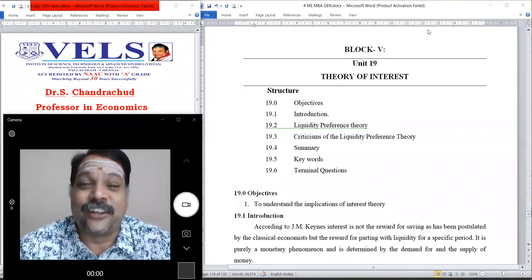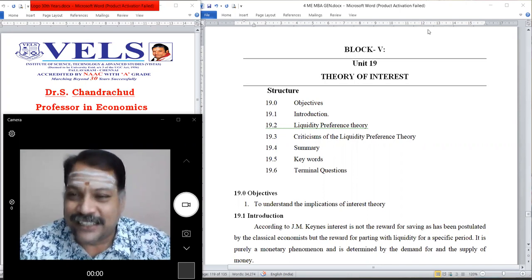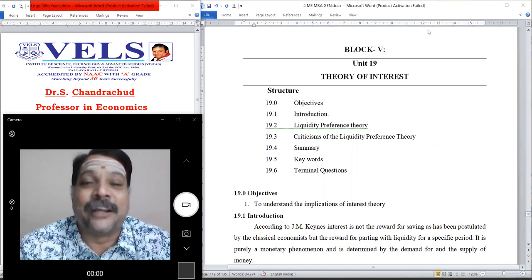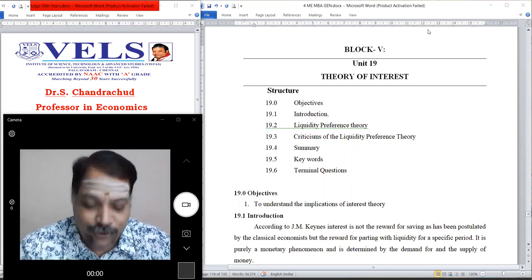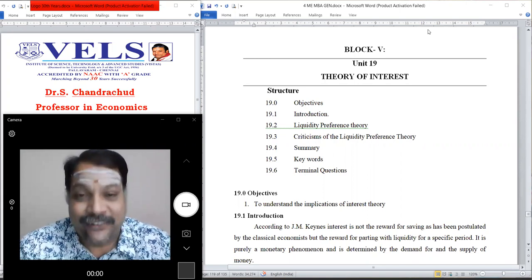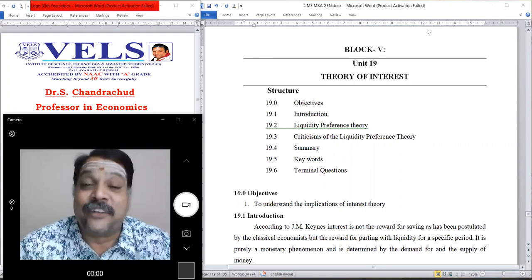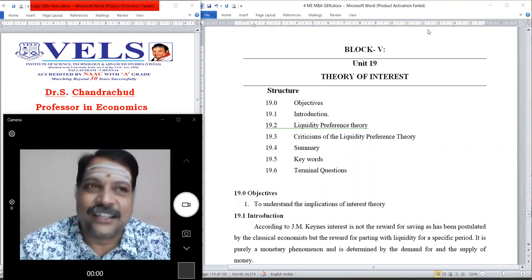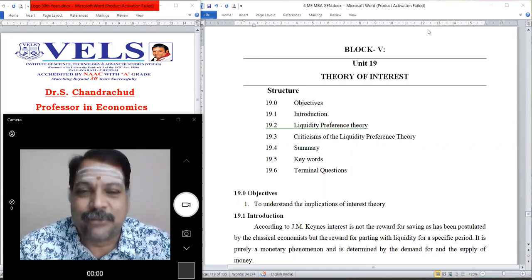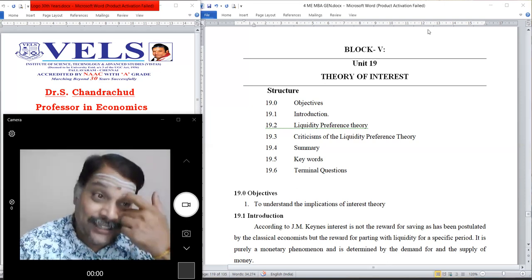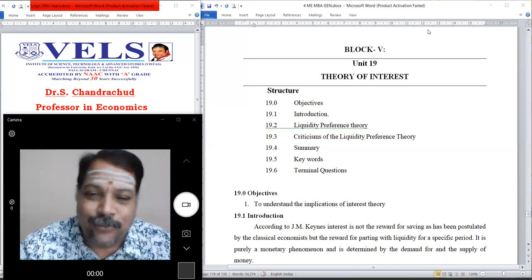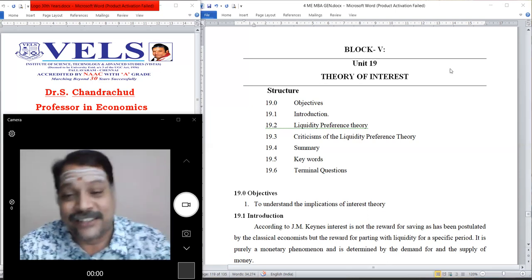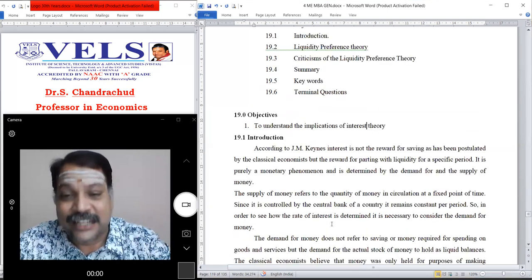Today's topic is theory of interest. Shall we start the class? This particular topic is coming under Block 5, Unit 19. In this topic, we are going to discuss what we mean by interest and liquidity preference theory. In that, there are three different demands: transaction demand, precautionary demand, and speculative demand, and how this theory has been criticized. These are the things we are going to discuss today. The main objective of this particular topic is to understand the implication of the interest theory. Let us get into the class.